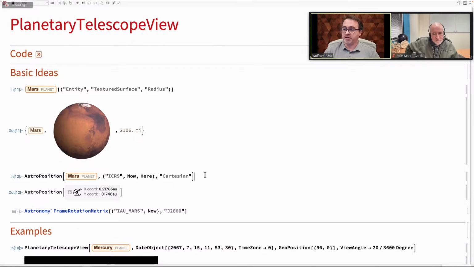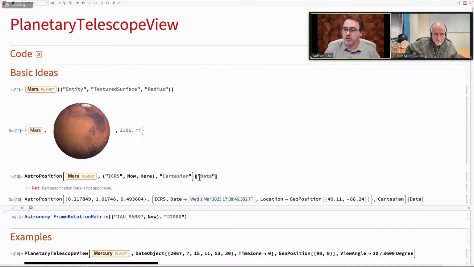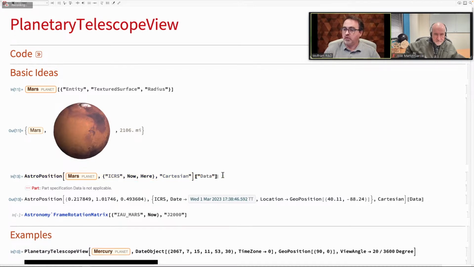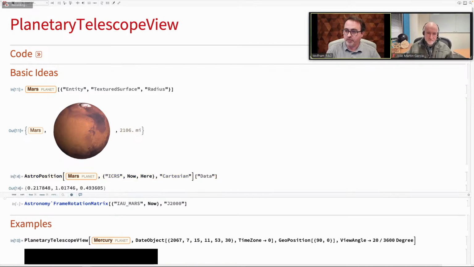And we can even modify that further. And we can ask for... oops, I didn't mean to do double brackets there. Sorry about that. There we go. And if you ask for the data for that, you just get this triple. So this gives us three-dimensional XYZ coordinates that we can then use inside of Graphics 3D.